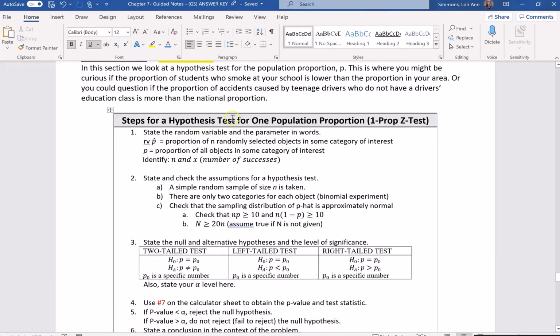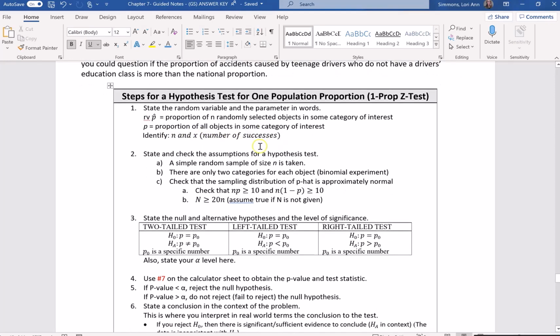Here are the steps for a hypothesis test for one population proportion. You're going to state the random variable. So that's now P hat, and then P will be the proportion of all objects. We're going to identify N and X, so the number of successes out of the total, and then state and check assumptions: random. There are only 2 categories for each object. So driver's education versus no driver's education.